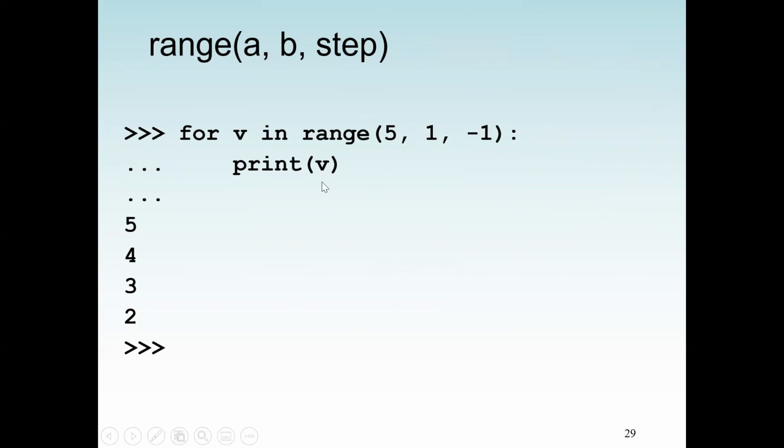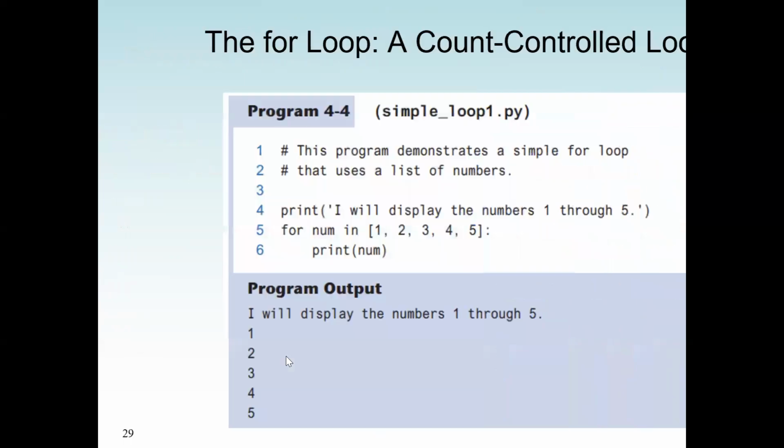And this is again the decreasing order. So we say for V in range 5, 1, -1, and we are printing V. So it's going to print 5, 4, 3, and 2. So we get 5, 4, 3, 2.